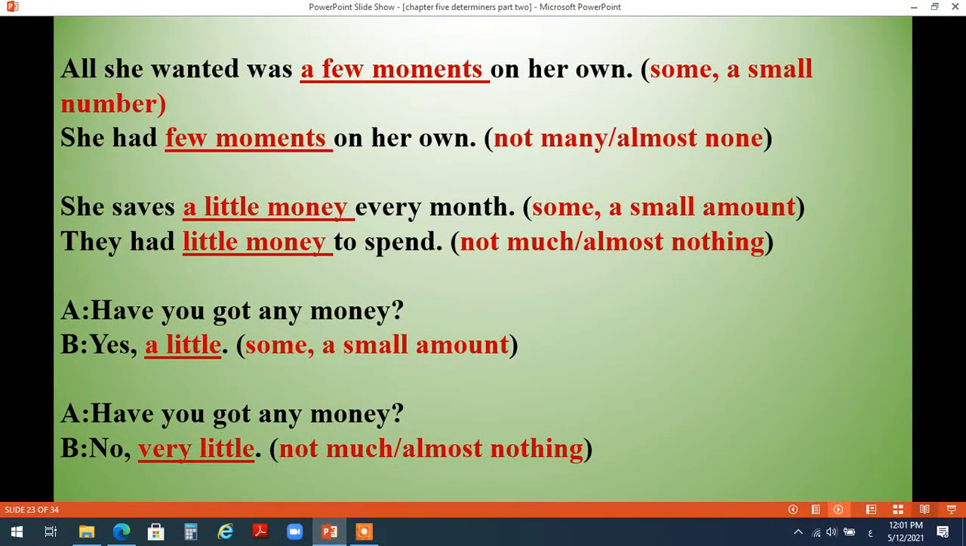Notice this question, which can be answered in two different ways, and each answer will have a different meaning. The question is: Have you got any money? If the answer is yes, a little, this is a positive answer, an answer that carries a positive impression. It means you have some money, a small amount of money. But when the answer is no, very little, it means you don't have much money, or as if you are saying that you have almost no money at all.